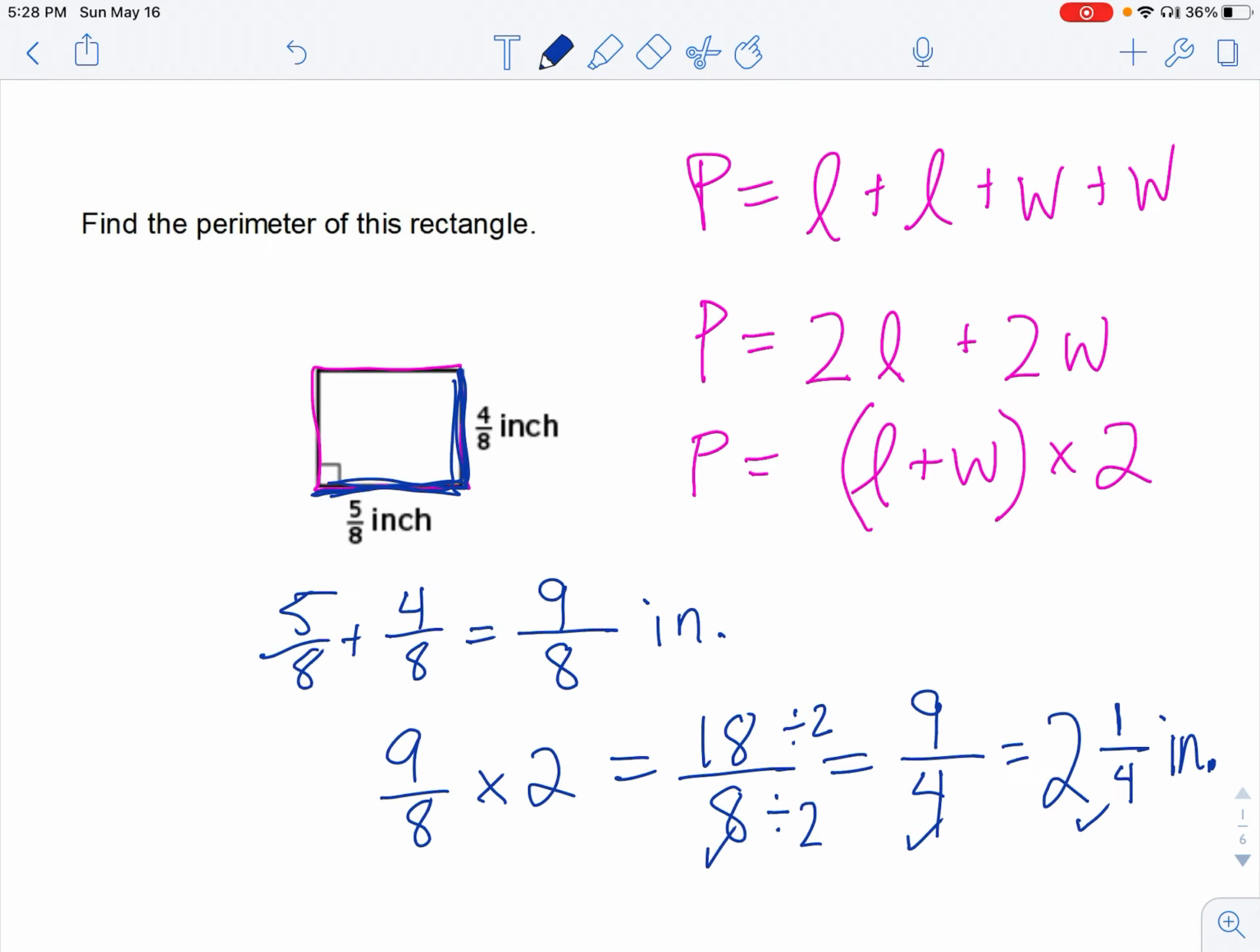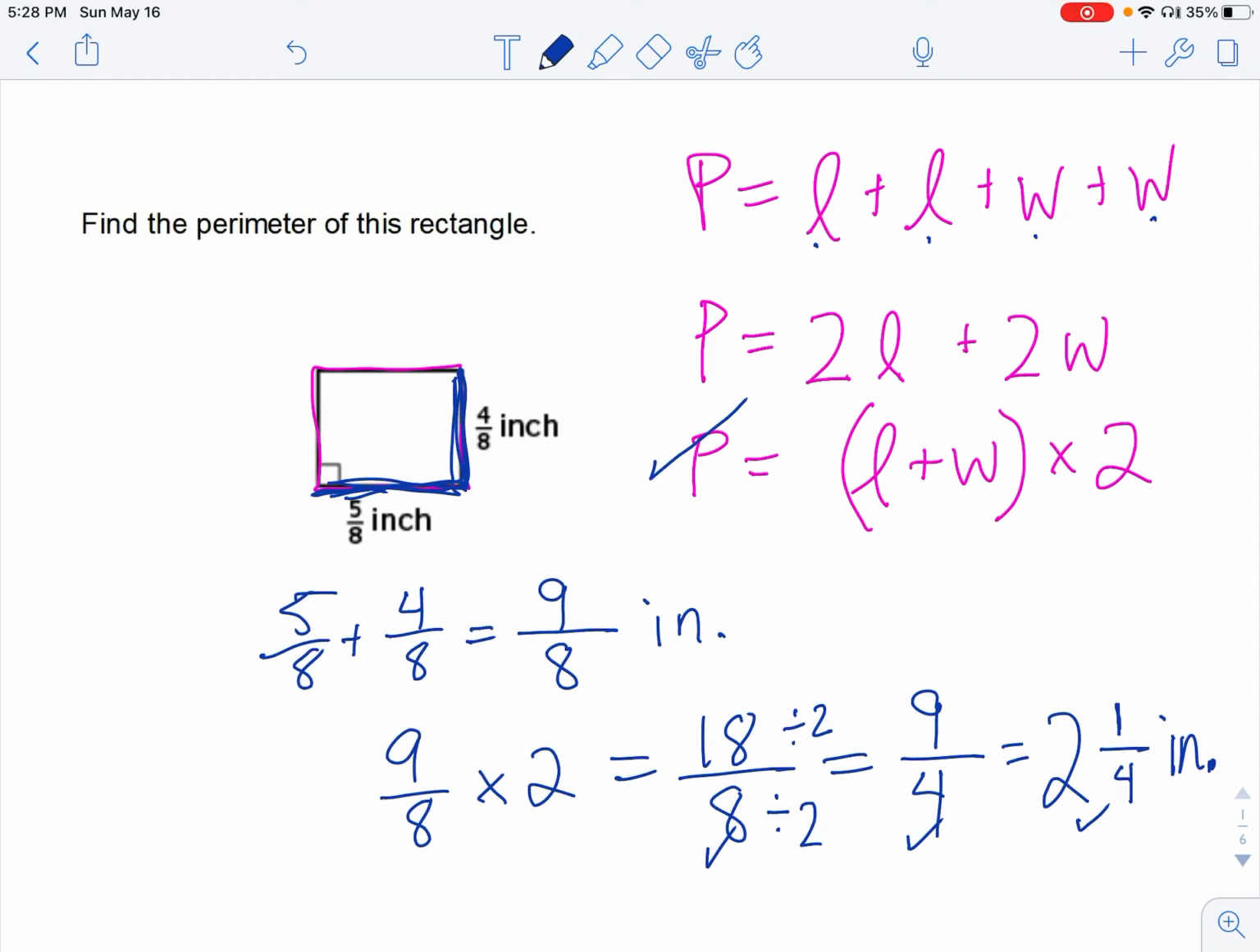So on your problems today, feel free to use whichever strategy works best for you, adding up 2 of the side lengths and then multiplying by 2 like this formula we did, or just adding up length plus width. Both will work. Okay, now at this point you need your math journal, so if you don't have it already, please go ahead and grab it.